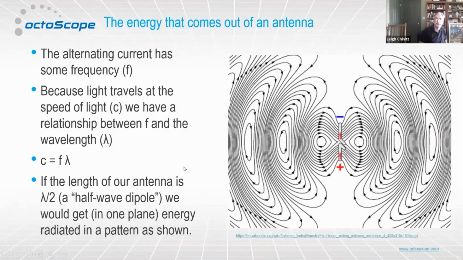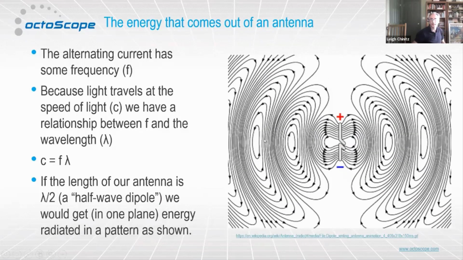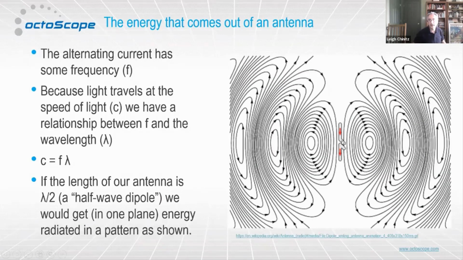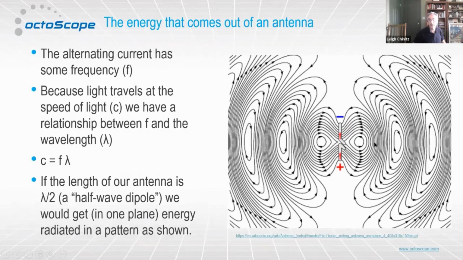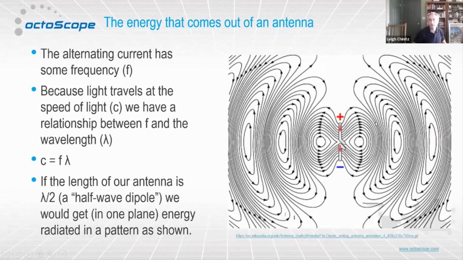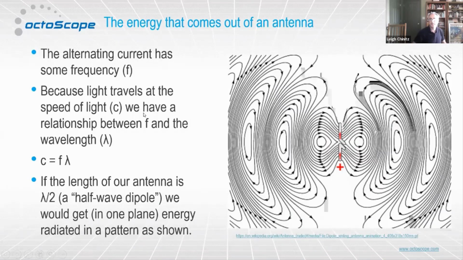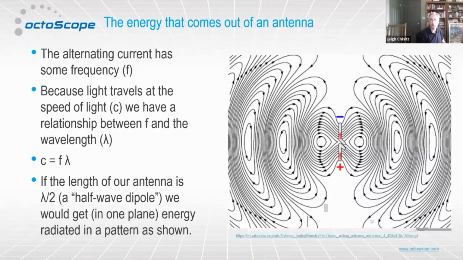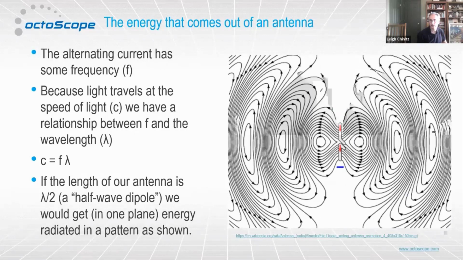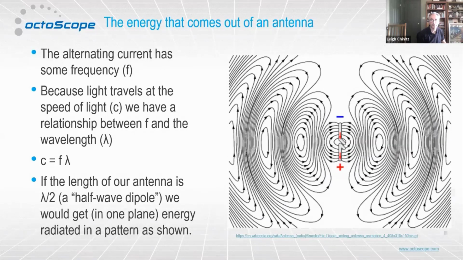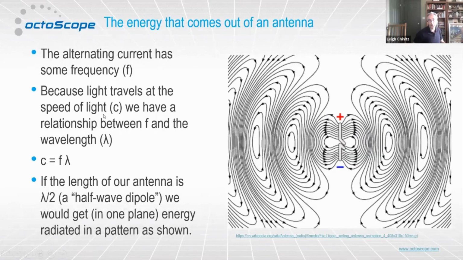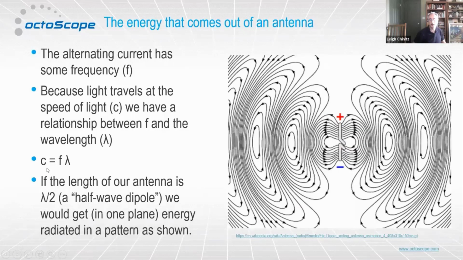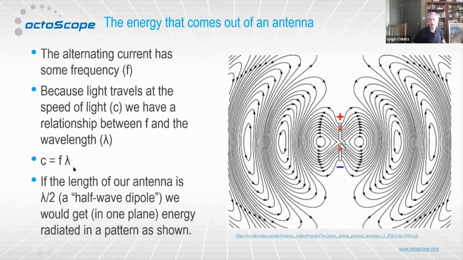So the energy that comes out of an antenna looks something like this. In the picture on the right, we've got our little wire, and you can see that we've got current being driven up and down, up and down. It's flipping back and forth, positive to negative, negative to positive. And the frequency at which that flipping back and forth is happening is, in fact, the frequency of the waves themselves. Because light travels at the speed of light, hence the name, there's a relationship between that frequency and the wavelength, which is shown here. The speed of light is equal to the frequency times the wavelength.